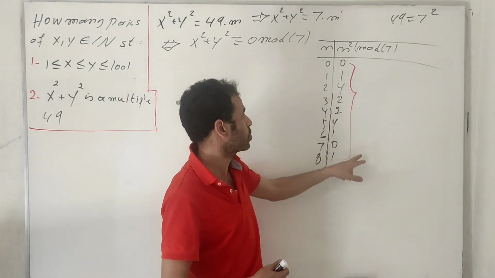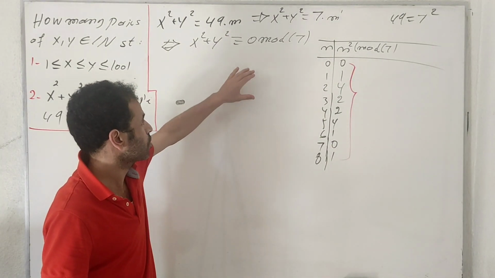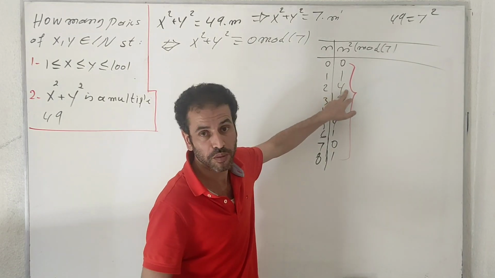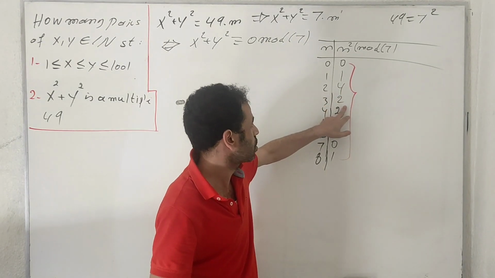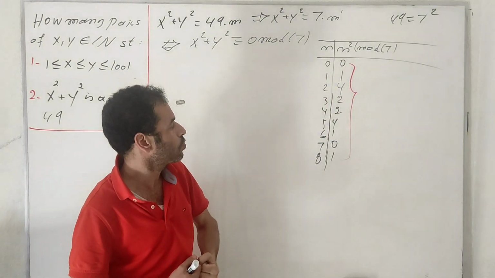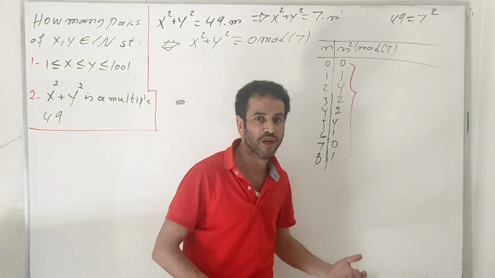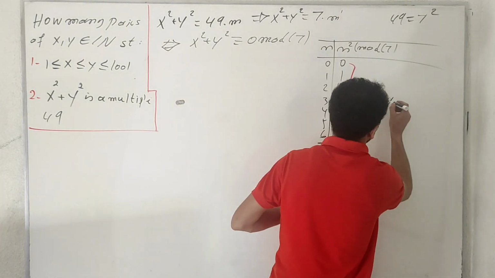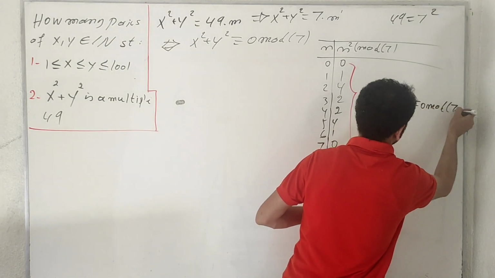If we find the sum of these squares is a multiple of 7, then we have a solution for this equation. Adding 1 plus 4 is 5, which is not a multiple of 7. 4 plus 2 is 6, which is not a multiple of 7. The only sum we can find that is a multiple of 7 is 0 plus 0, which is congruent to 0 mod 7, which means 7 divides 0. So this is telling us x squared plus y squared is congruent to 0 mod 7.